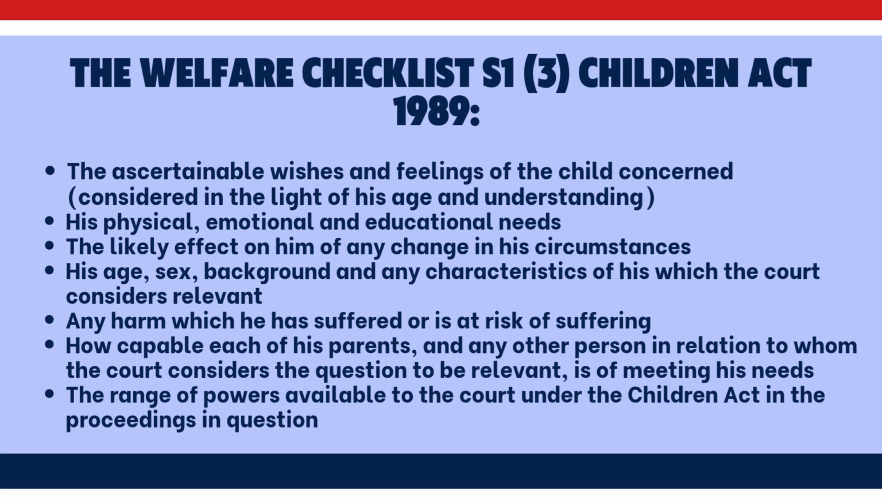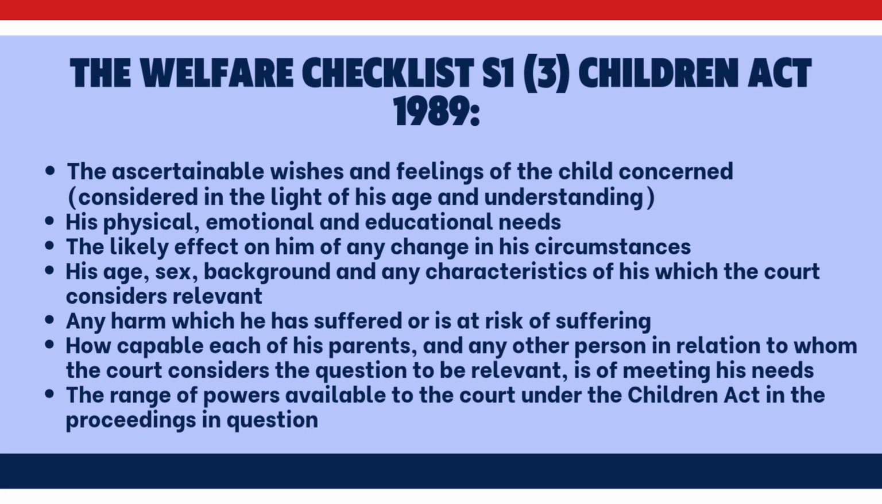Next, the likely effect on him of any change in his circumstances. What this means is how the specific decision will impact their well-being, which includes moving homes, changing carers, schools, or routine. The courts will need to prioritize stability when making such decisions. Next, his age, sex, background and any characteristics of his which the court considers relevant. This may include cultural, religious, linguistic, or any other individual characteristics such as a disability which the child has which need to be taken into account.